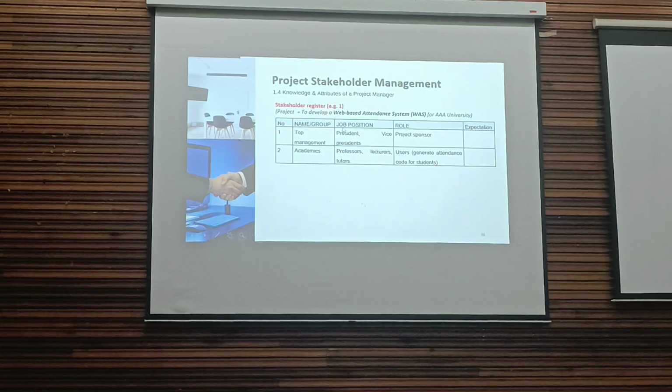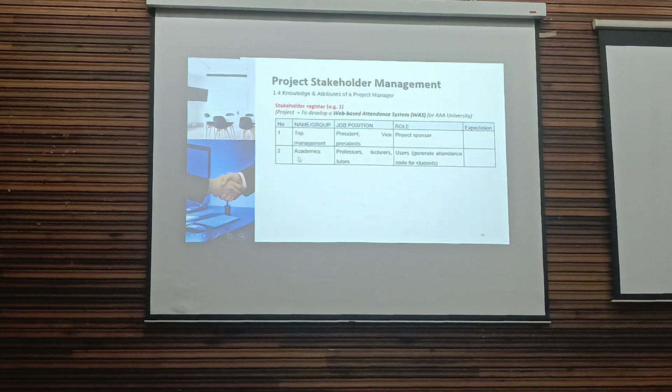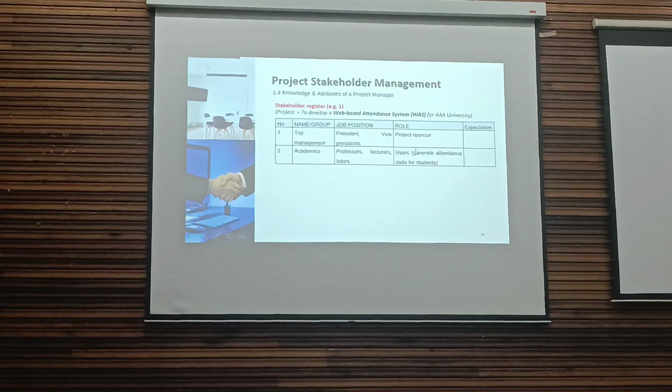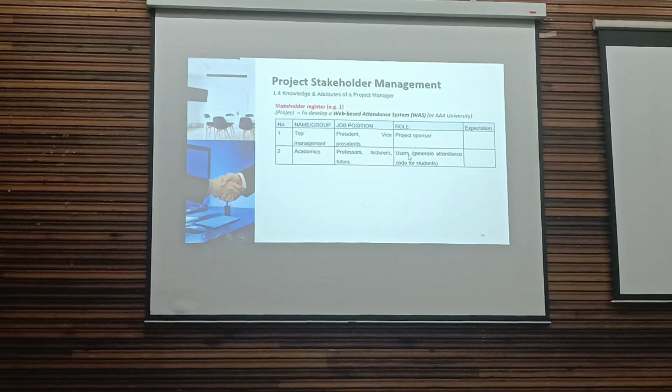Okay. So another group is academics. So who are the academics? Professors, lecturers, students are academics. So what is their role? They are the users of this system. The users of this system generate enhancement code for students. So expectation.